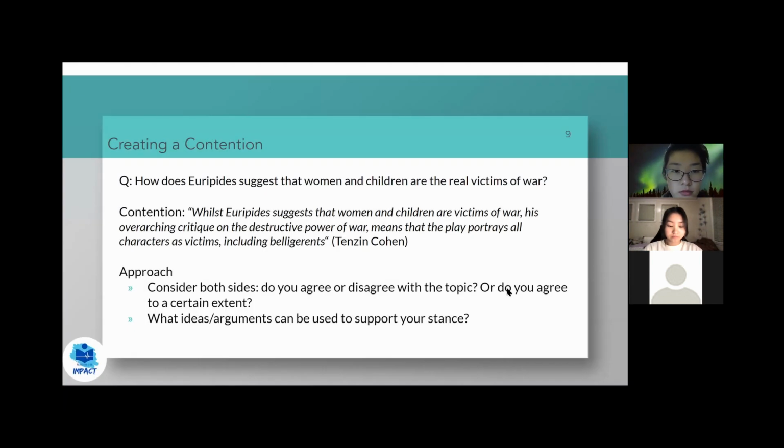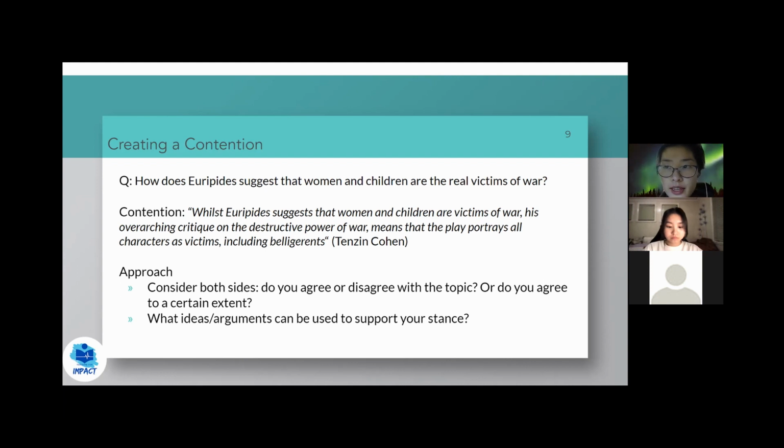All right, so here's an example for creating a contention. We've got this text. How does Euripides suggest that women and children are real victims of war? So that's the essay question. And in the contention, we have: whilst Euripides suggests that women and children are victims of war, his overarching critique on the destructive powers of war means that the play portrays all characters as victims, including belligerents.